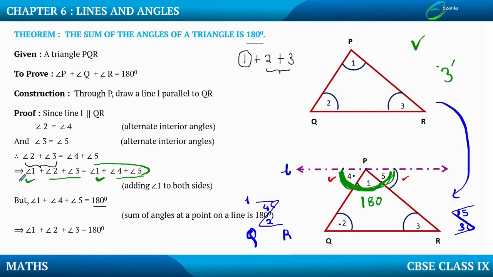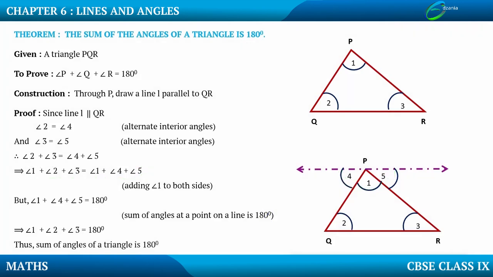The next step I can say, just look into this step, angle 1 plus angle 2 plus angle 3 is equal to, instead of this we have written 180. So we have proved it that sum of measures of angles of a triangle is 180 degree. Therefore sum of the angles of a triangle is 180 degree.